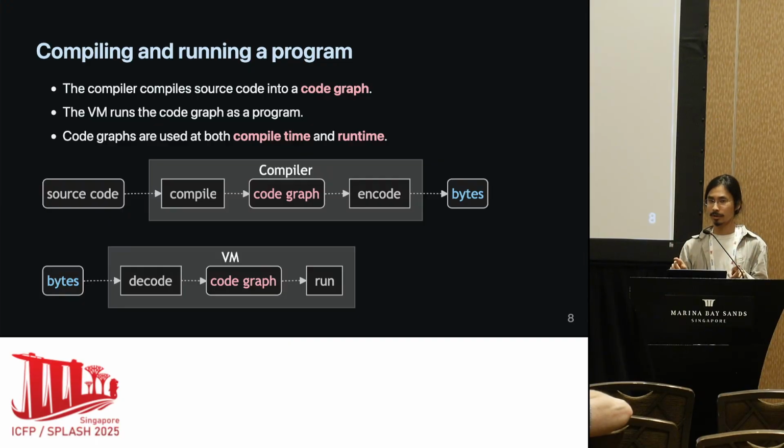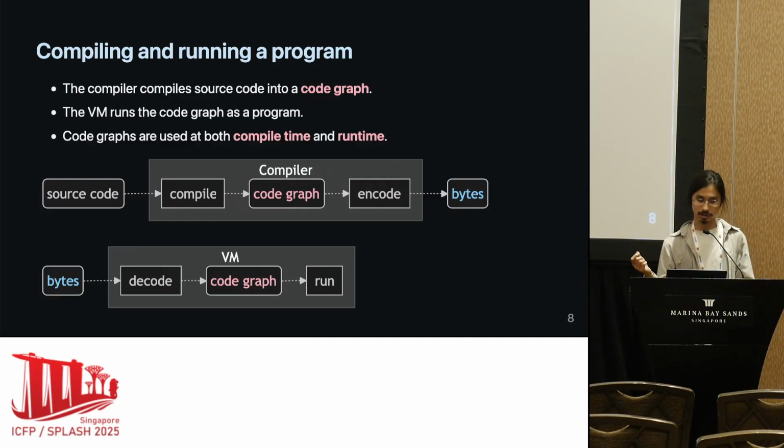RVM, or Ribbit Scheme or Stak Scheme, consists of two components. One is a compiler and the other one is a virtual machine. The compiler compiles the text of a Scheme program to a byte sequence, something like bytecode. And the virtual machine takes the byte sequence of the Scheme program and then executes it.